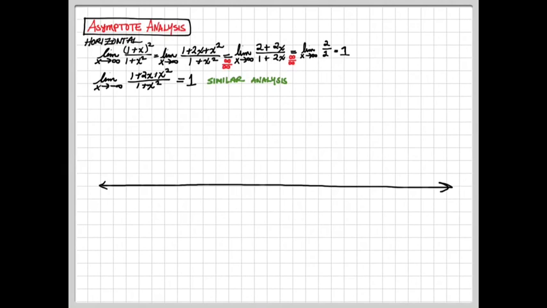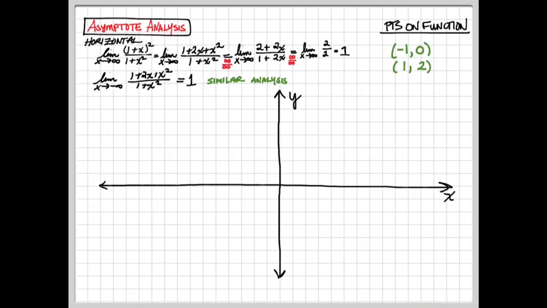And now we are truly ready to graph the function. Let's remind ourselves of the points we've already calculated. In particular, negative 1, 0, and 1, 2 were local extremes. Then negative square root of 3, which is about negative 1.7, and when you plug that into the function, you get about 0.13, and approximately 1.7 and 1.89 are our inflection points.